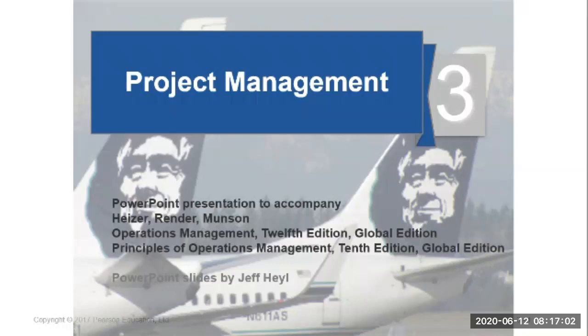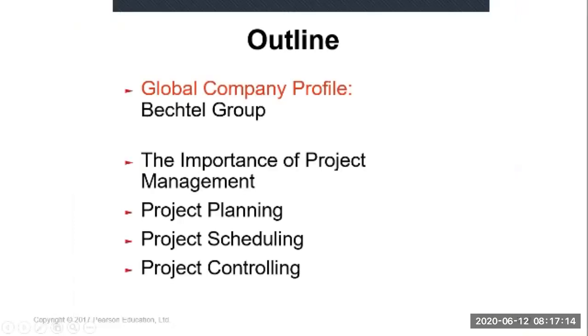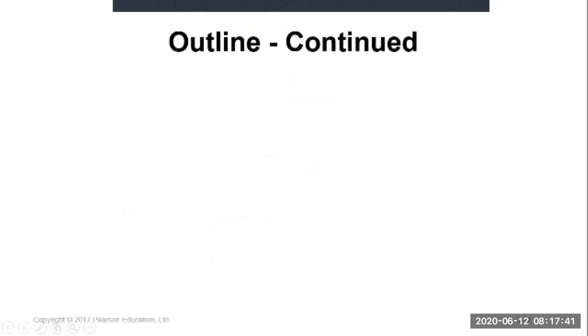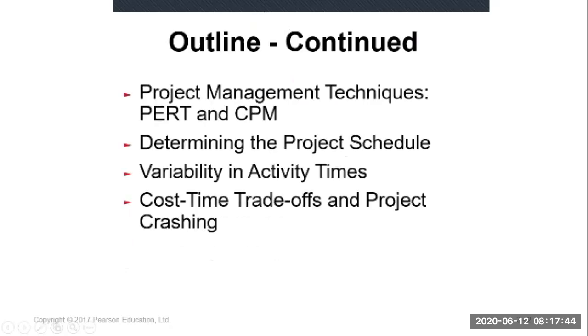It's very wide, but in this chapter I will explain very briefly and focus on only one tool in project management. So this is the outline for this chapter. You can see the example company, a company that uses project management to compete with the competitor. We'll see the importance of project management, and then we focus more on project planning, project scheduling, and controlling. This is how we go very briefly, and then more on the calculation part.